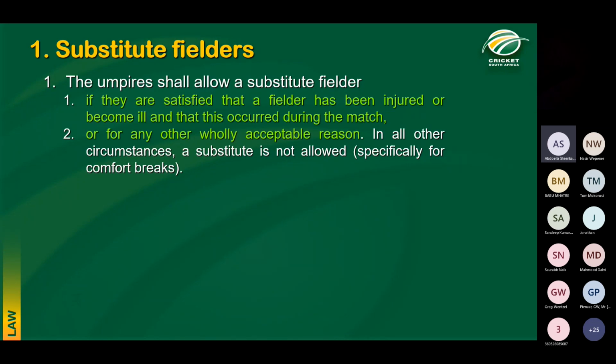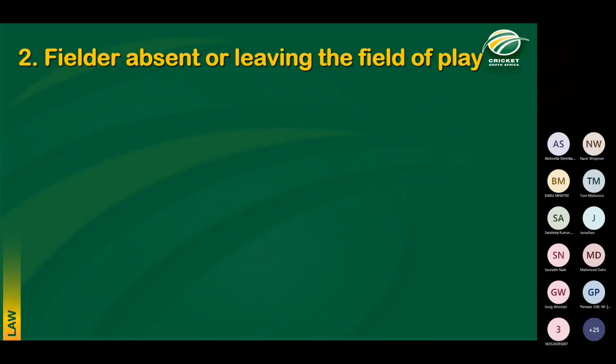An example of this: you'll find students writing a test or exam on a Saturday morning, let's say from 9 till 12. They'll only get to the ground at 12:30. That is a wholly acceptable reason why that particular fielder is not at the ground. So in that case, you will allow a substitute fielder.